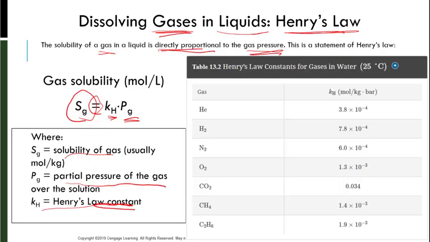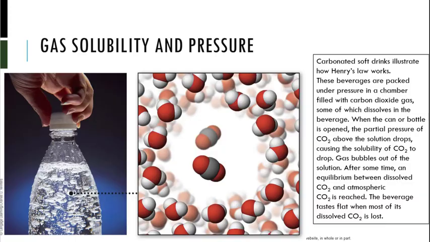Hopefully that makes sense. Here's a table of just some of the Henry's law constants of gases at 25 degrees Celsius. We'll refer back to them. Think of a can or a bottle of your favorite pop or carbonated beverage. This illustrates how Henry's law works. These beverages are packed under pressure in a chamber filled with carbon dioxide gas, some of which dissolves in the beverage. When the can or the bottle is opened, the partial pressure of CO2 above the solution drops, causing the solubility of the carbon dioxide to drop. Gas bubbles out of the solution.